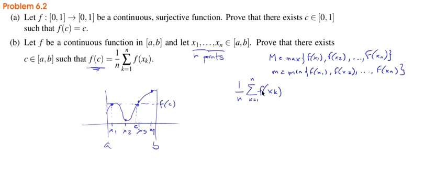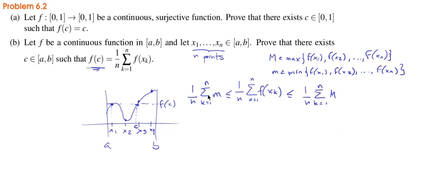Now, capital M is going to be greater or equal than each of these terms. So if we sum M n times, this sum is going to be greater than or equal to this sum, because M is greater or equal than each of the terms in this sum. And the same thing if we sum from k equals 1 to n small m and divide by n. Small m is going to be smaller than or equal to each of these terms in the sum. So now this sum is bounded from below by this, and from above by this.